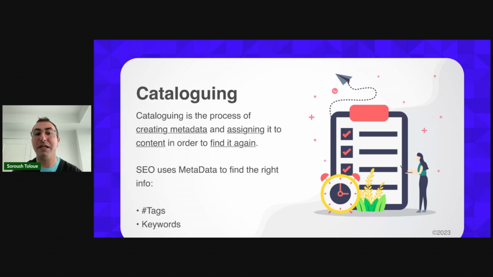Cataloging is the process of creating metadata, that is data about data, and assigning it to content in order to find it again. If you're familiar with search engine optimization, this is something that search engine optimization utilizes in order to help you get to your content. If you search for something using a keyword or a hashtag or a meta description, that's the kind of information an information architect curates in order for users to find that information again.